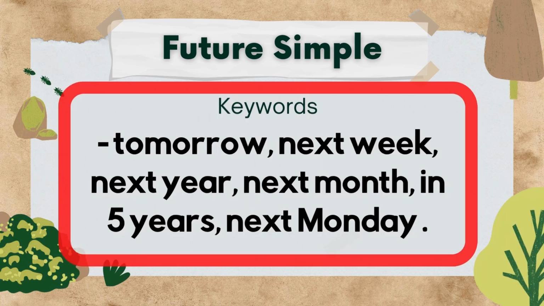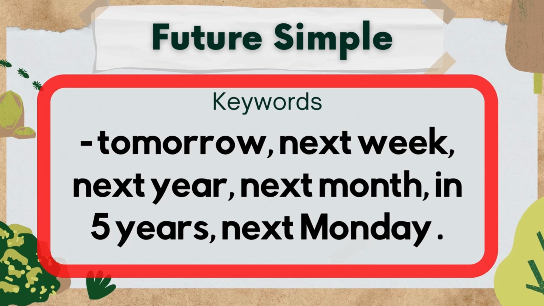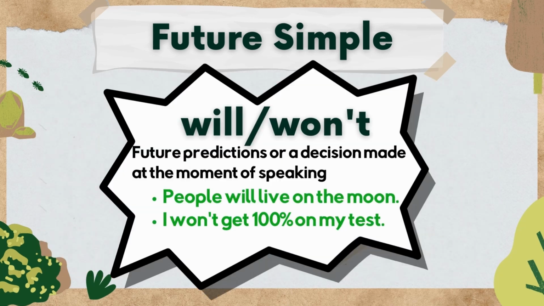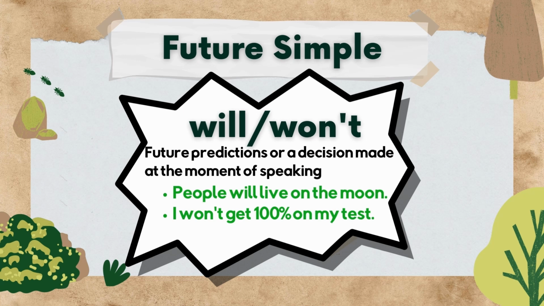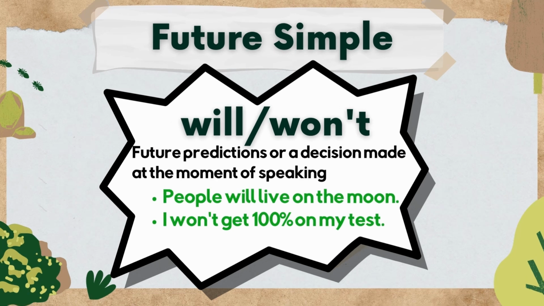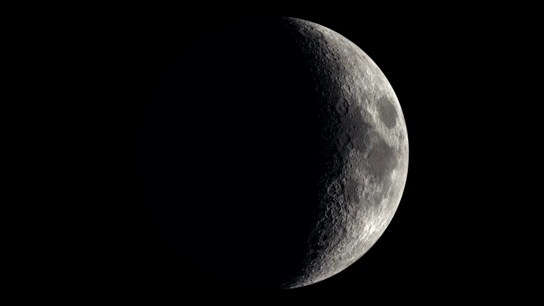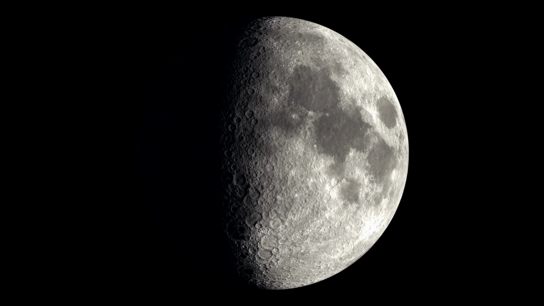Some of the key words are tomorrow, next week, next year, next month, in 5 years, next Monday. We use will or won't for future predictions or a decision made at the moment of speaking. Like, people will live on the moon. Or, I won't get 100% on my test.